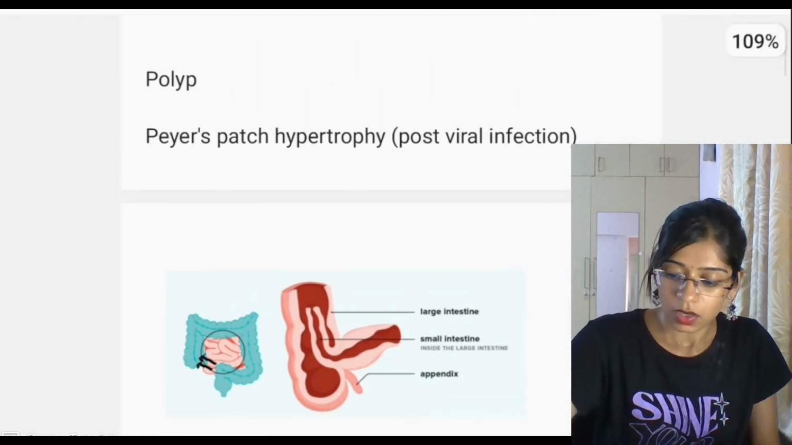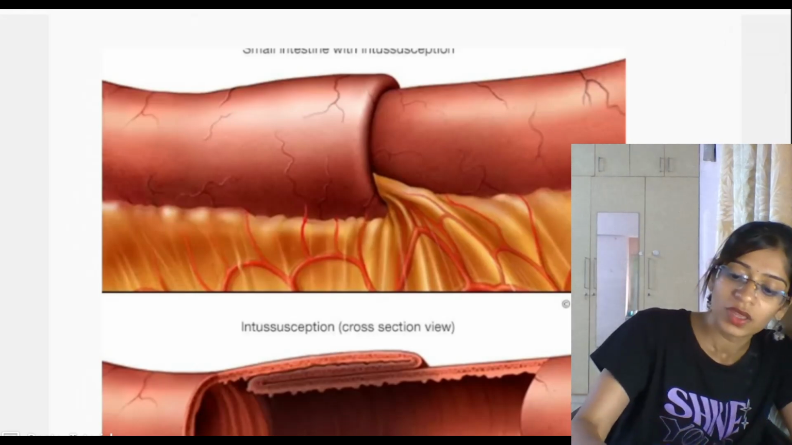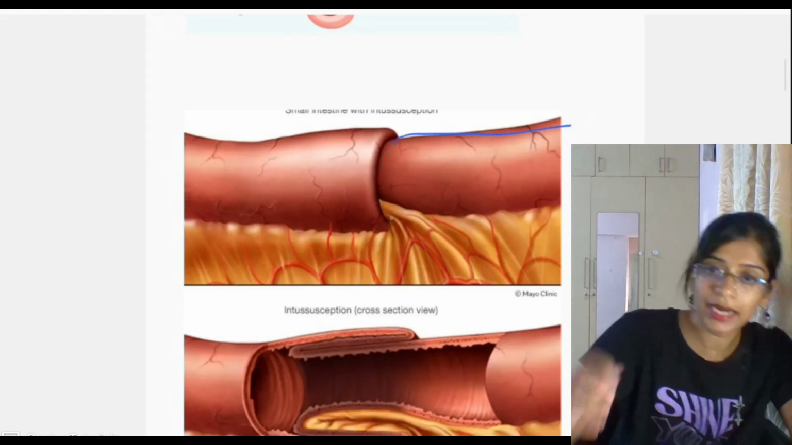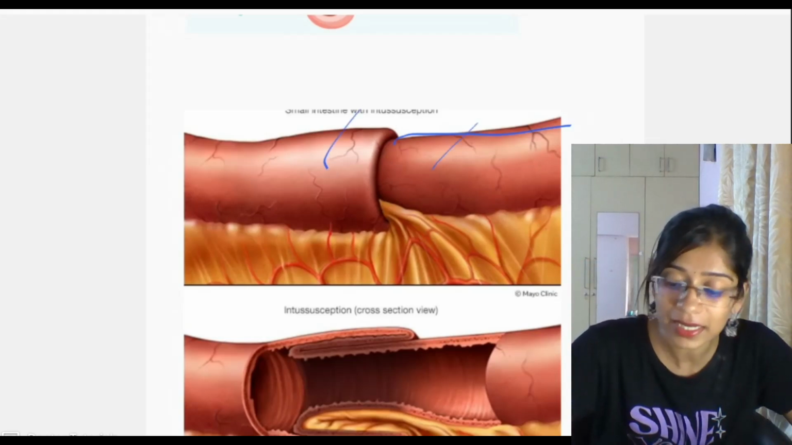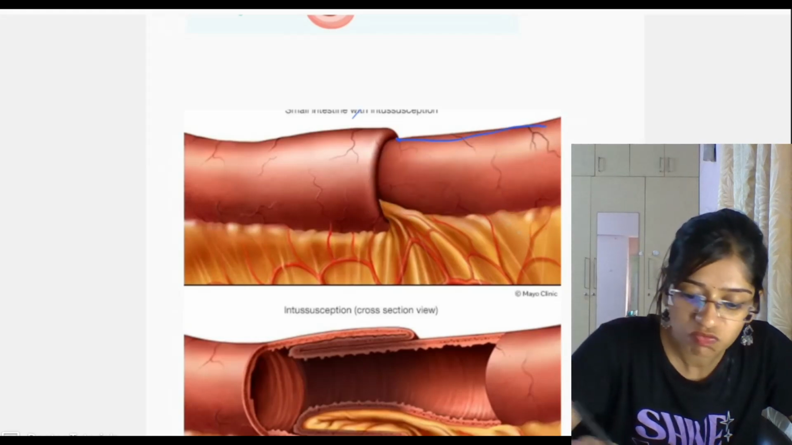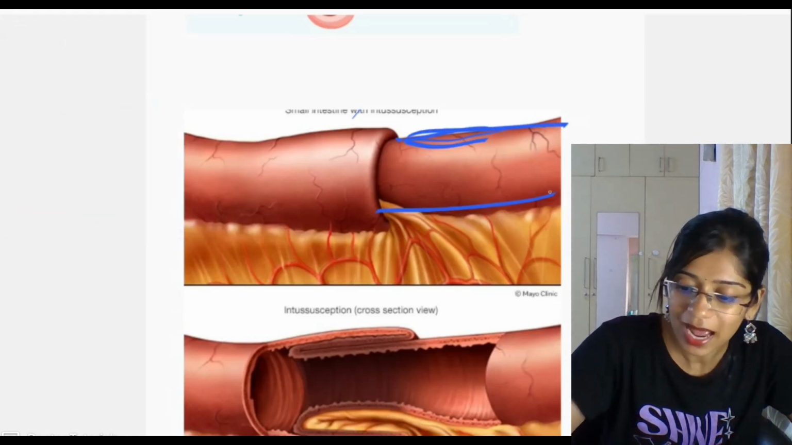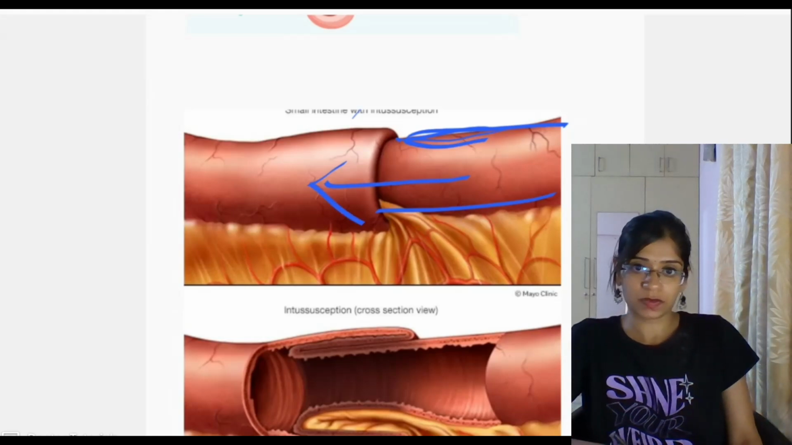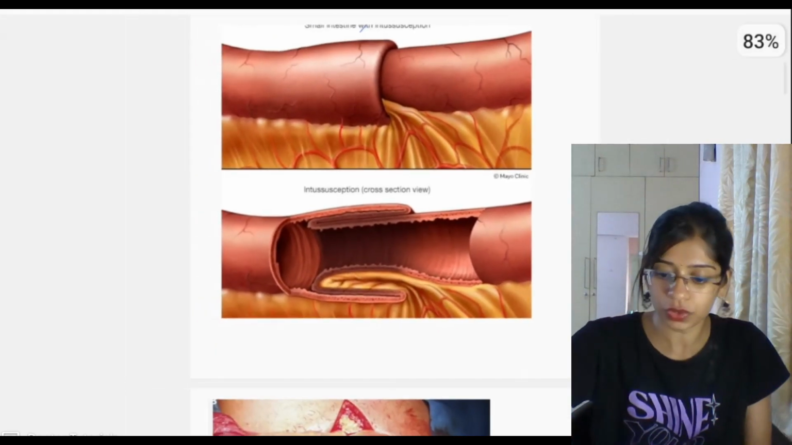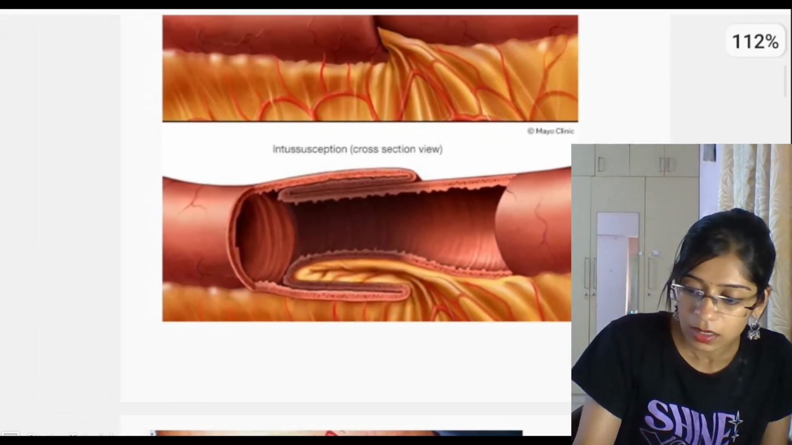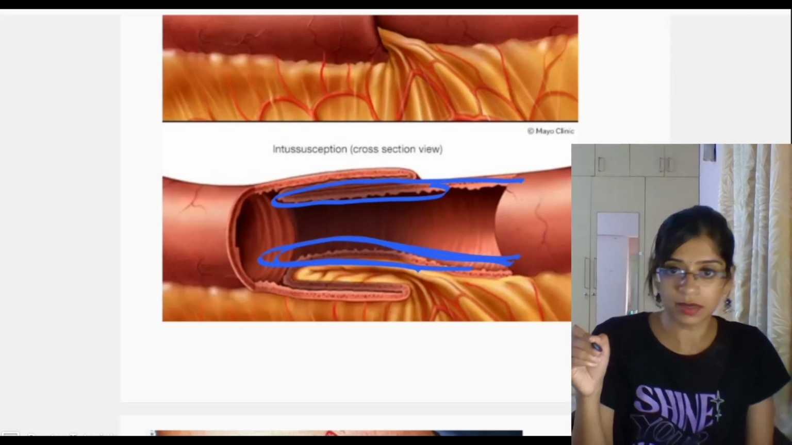Understood? Now look at this picture again. This is a beautiful picture illustrating the same condition. Ideally, these two segments were supposed to be together in line. But you can see clearly that this part has moved inside this part. If I cut it like this and show you, look here, this part of the intestine has folded itself into the nearby part of the intestine.